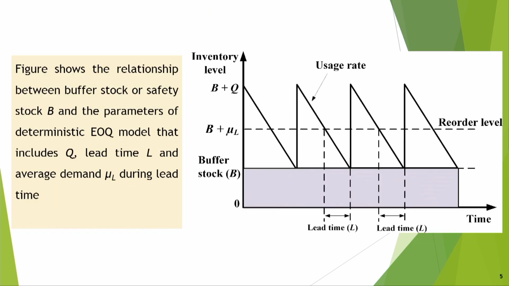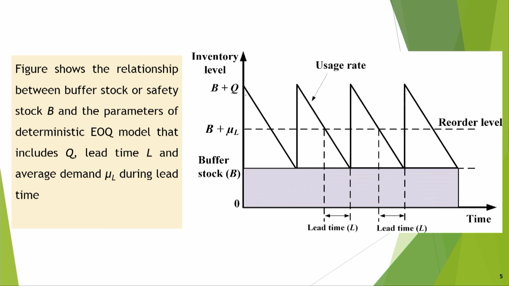So now let us see this figure, which shows the relation between the buffer stock, also called safety stock, denoted by B, and the parameters of the deterministic EOQ model, that includes Q, that means Q quantities have been ordered, lead time L, and average demand mu L during lead time. So what I am doing here, suppose this is buffer stock, this has to be maintained over all time, and let us say Q quantity is inventory level, can be Q.